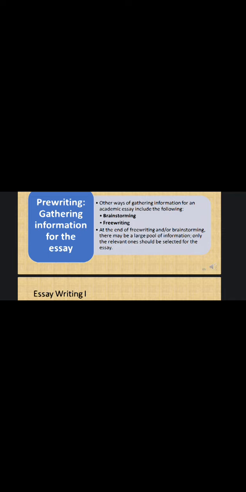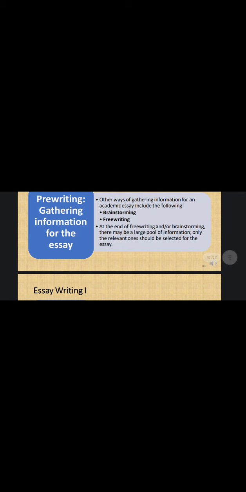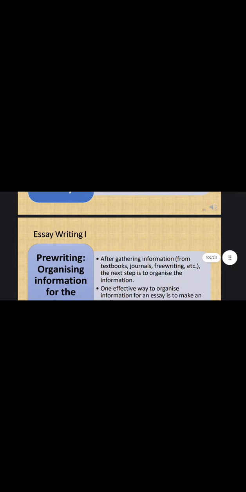But you select the relevant one. If they say talk about 3 causes of air pollution, you select the relevant or the most important ones, the ones that you can write with. And then you pick them. So you take all the most common ones that you think are the best. So you pick those ones, and then you get it. So now that after gathering the information, now you're coming to organize them.